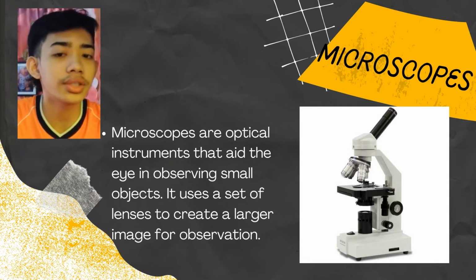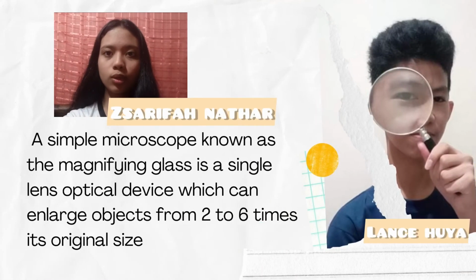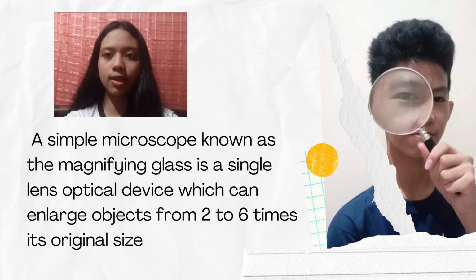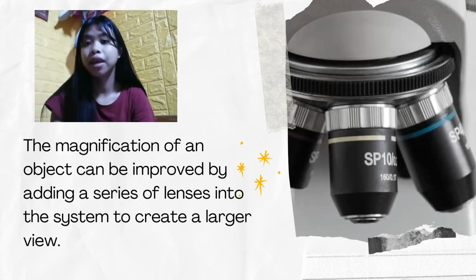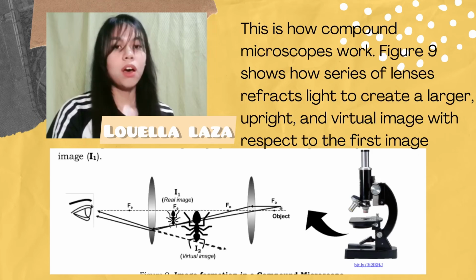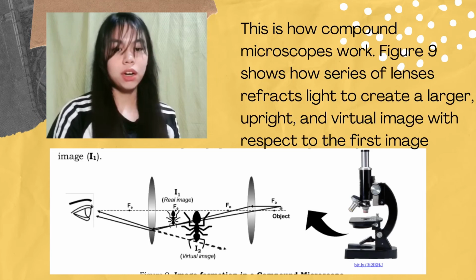It uses a set of lenses to create a larger image for observation. Simple microscope, known as the magnifying glass, is a single-lens optical device which can enlarge objects from 2 to 6 times its original size. The magnification of an object can be improved by adding series of lenses into the system to create a larger view. This is how compound microscope works. Figure 9 shows how series of lens refracts light to create a larger, upright, and virtual image with respect to the first image.